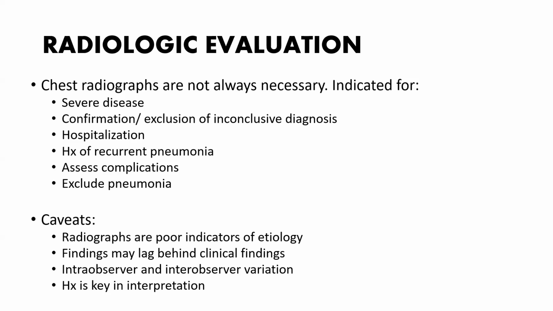Various caveats to have in mind when you're doing radiologic chest radiograph evaluation for pneumonia are that radiographs are poor indicators of etiology, and the findings on a radiograph may lag behind the clinical findings. So what you find clinically may be quite severe, but what you find on the radiograph may not quite match. And then intra-observer and inter-observer variation is a factor. So therefore history is key when it comes to the interpretation of any radiograph you may have.